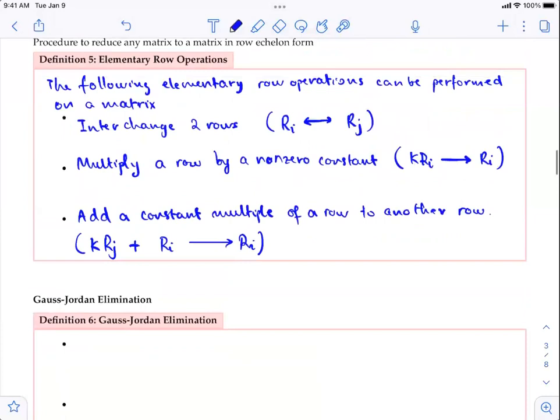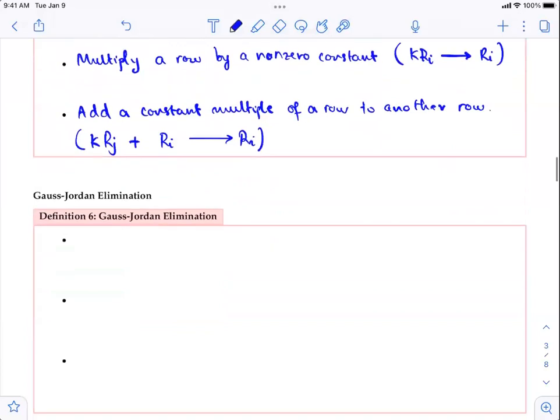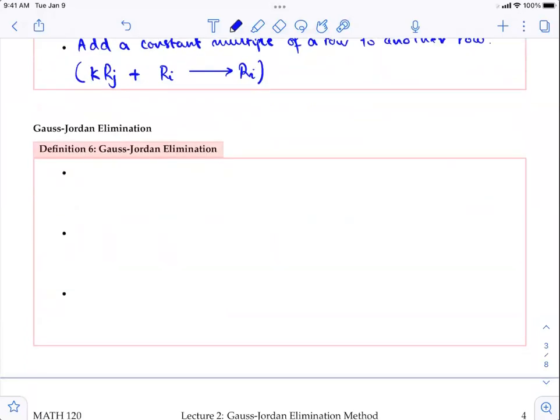Okay, so again, there are three elementary row operations that we can perform. The first one is to interchange two rows. The second one is to multiply a row by a non-zero constant to create a new row. And then add a constant multiple of a row to another row. With these three elementary operations, I can follow through with the Gauss-Jordan elimination method to obtain the solutions of the system of linear equations.